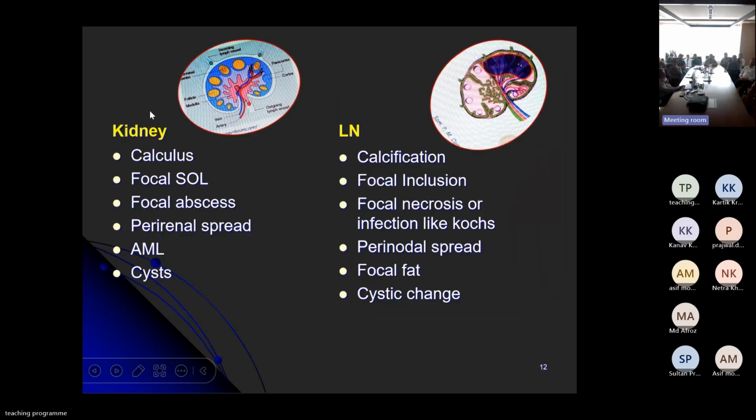If I were to give you some non-specific description about the kidney, which has calculus, SOL, abscesses, a perirenal spread, there can be angiomyolipomas and cysts. Something similar, in my opinion, occurs in the lymph node, which can have calcification, focal inclusion, focal necrosis or infection like tuberculosis, or even SCC metastasis. There is a perinodal spread, focal fat, and cystic change. So this all really helps us study each node as a kidney, and then you tend to score over other modalities.